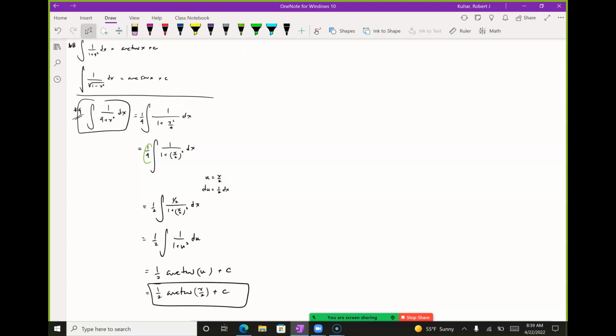Yep. Okay. So integration method 9 is I recognize something that kind of looks like arctan, but I have to manipulate it algebraically, arithmetically, right? I have to do something with it to make it into that 1 over 1 plus u squared.